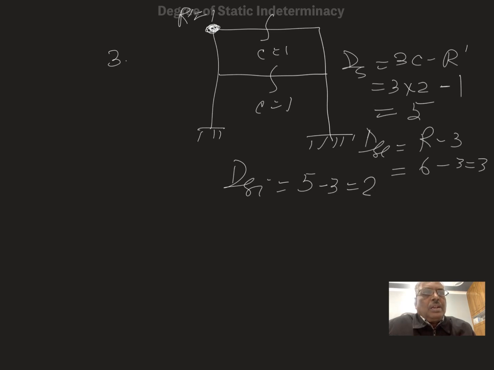So this way you can find out how many forces. There are 5 forces extra required in addition to the equilibrium conditions. So in this structure there are 8 forces: 6 external and 2 internal forces are there. In this way you can find out. Now take another example.